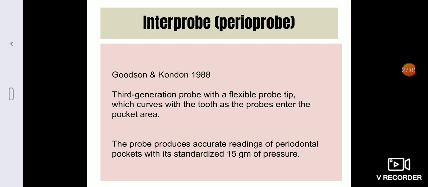The probe produces accurate readings of the periodontal pockets with its standardized 15 grams pressure. The probe's optical encoder handpieces use constant probing pressure and provide repeatable measures of pocket depth and attachment loss.